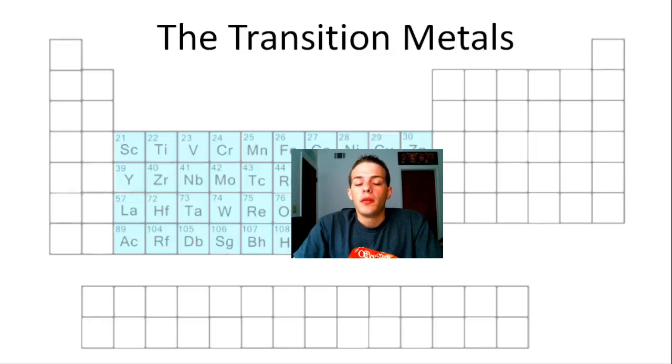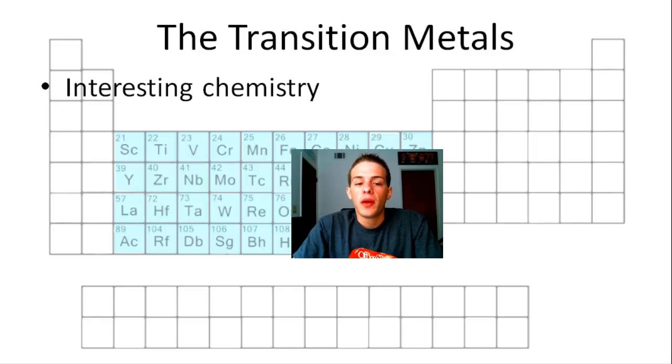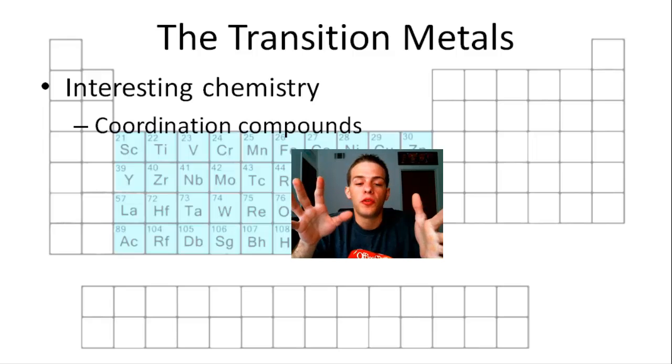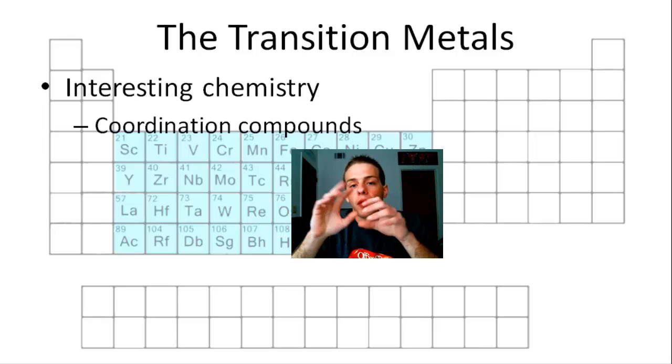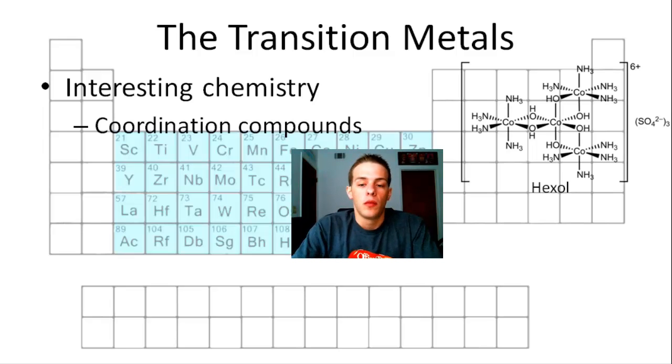Now let's talk about the transition metals a little bit. So the transition metals, like I said earlier, their properties aren't very predictable, and that makes them have a very interesting chemistry. They form these compounds called coordination compounds, which is basically where you have a central metal surrounded by several molecules called ligands. So this compound here is called hexol, and this is an example of a coordination compound. Notice that we have these cobalt atoms in the middle, and they're surrounded by several different ligands. And it's kind of like organic chemistry, where the combinations are very, very vast. You can make so many of these different coordination compounds.